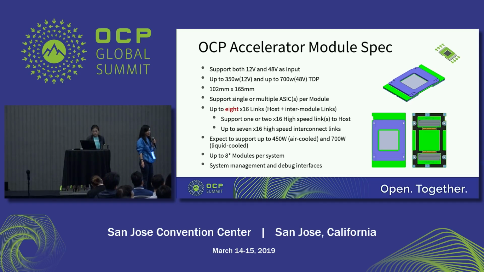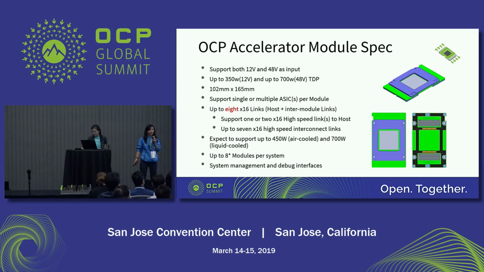The module we defined supports a total of 8x16 in the module itself, and 1 or 2 of them can be host interface, and the rest of them, 6 or 7, can be the interconnect to each other on the baseboard. We already have a baseboard here. I'm going to show you the topology, how we connect them. And in the spec, we also defined the system management and debug interface in detail.